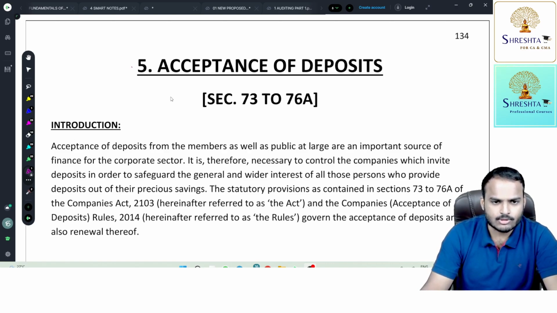It's not public deposit. Public deposits means deposits accepted from the public. But this chapter won't speak about only public deposits. It will speak about all types of deposits.